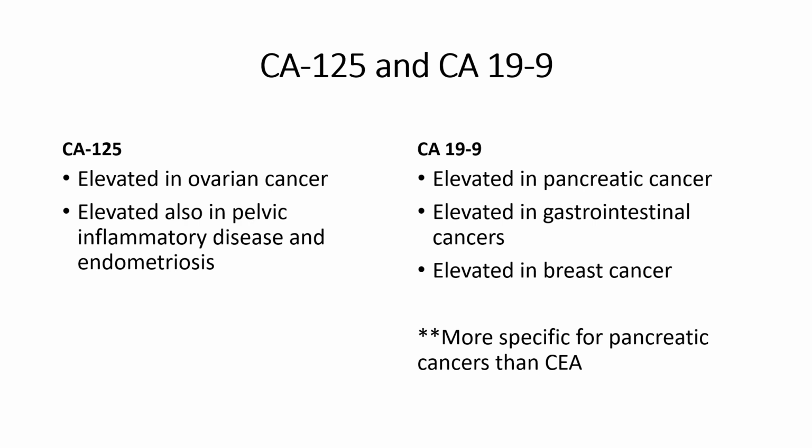CA19-9 is elevated in pancreatic cancer, elevated in gastrointestinal cancers, and is elevated in breast cancer, but it's more specific for pancreatic cancers than CEA.